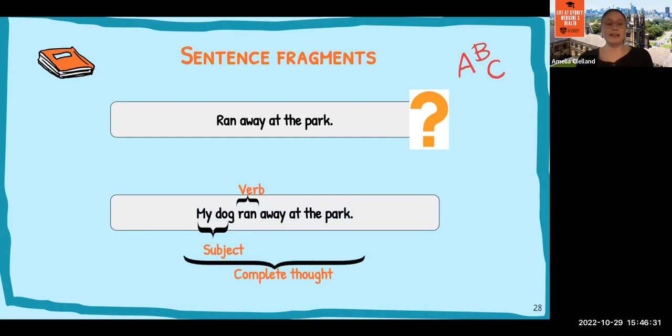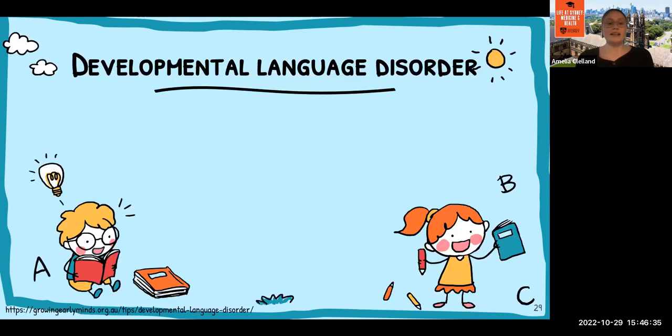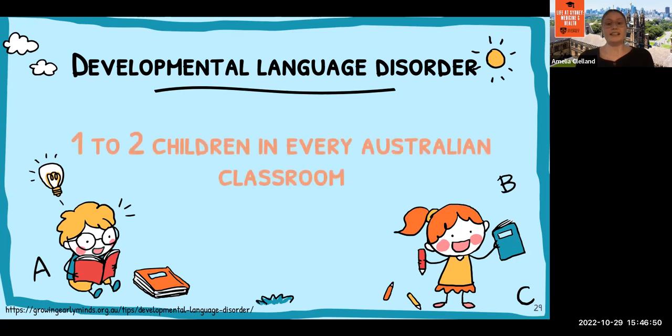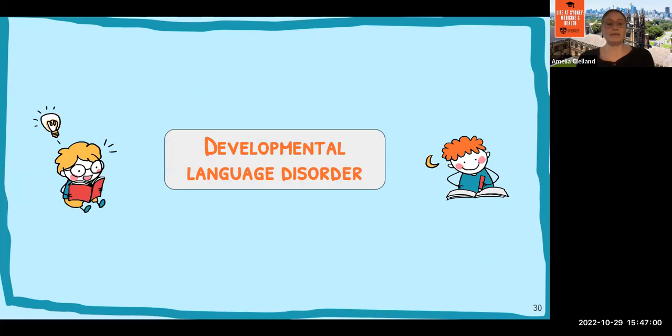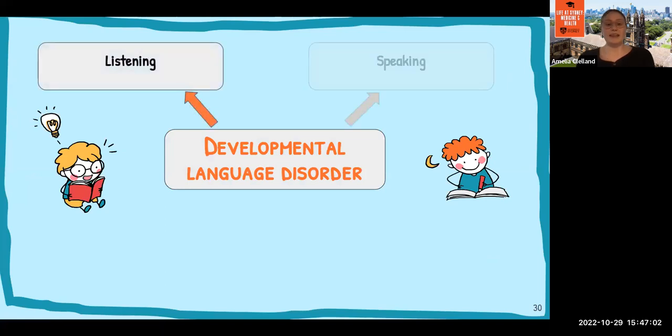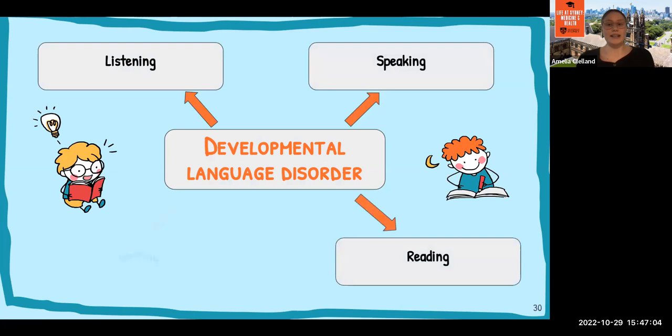The sentence is now complete as it contains a subject, verb, and a complete thought. Some students may have more difficulty than others creating sentences and building on their complexity as they progress through school, in both their verbal and written expression. This may include students with developmental language disorder. Developmental language disorder is a learning disability that impacts approximately 1 to 2 children in every Australian classroom. Developmental language disorder can impact a student's listening, speaking, reading, and writing.